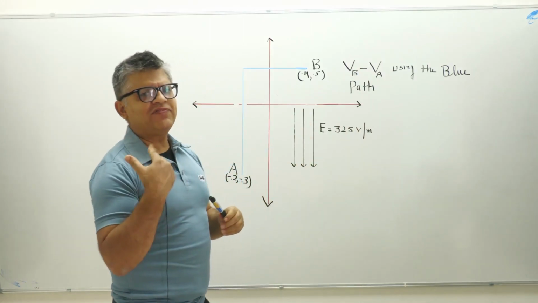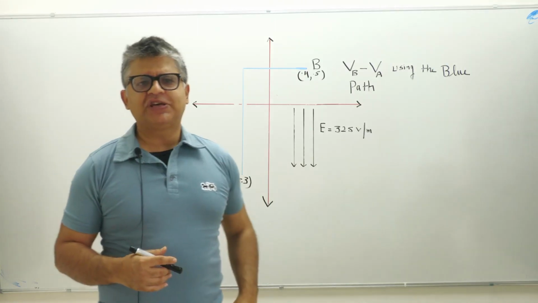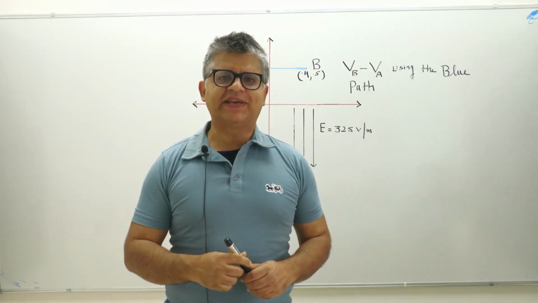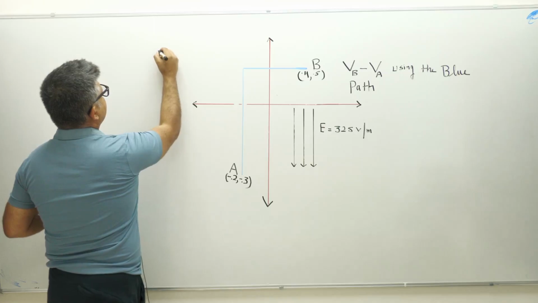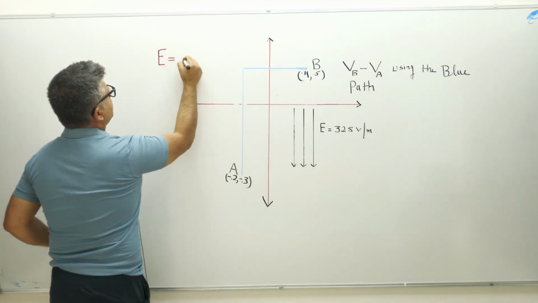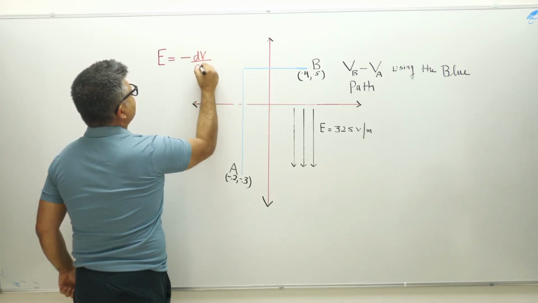Now, if I recall all the concepts I've studied in this chapter of electric potential, one of the very important concepts which I've learned is this: E is equal to minus dV by dx.